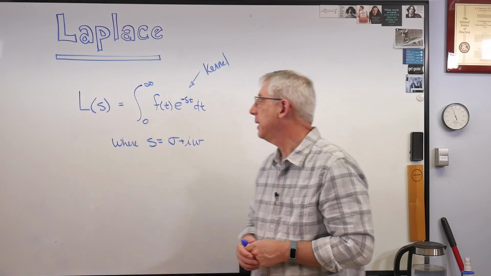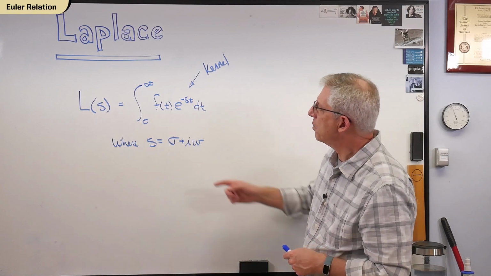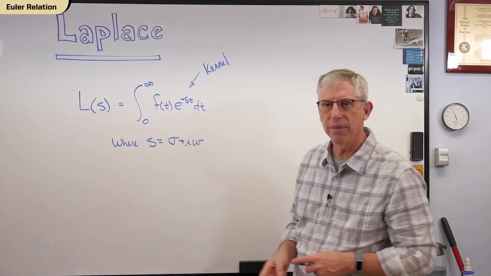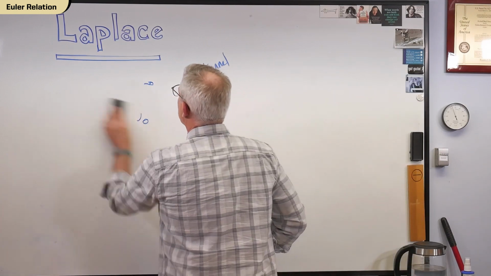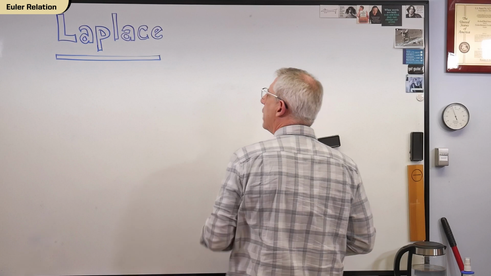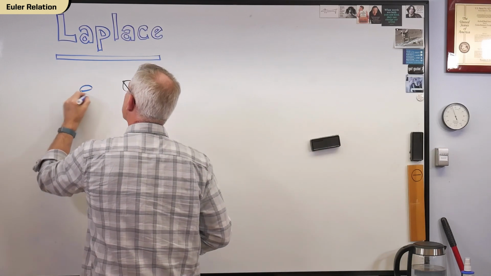I recommend them. So let's take this apart a little bit and see what lives inside of it. So I'm going to erase this real quick. And we're going to go back to the Euler relation, which is this.